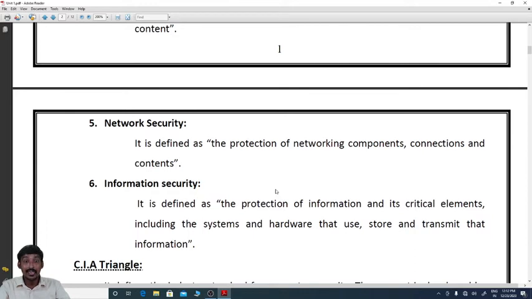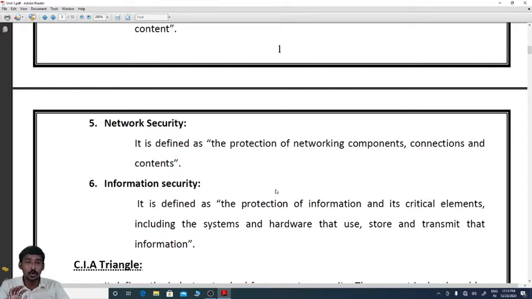So here, information security mainly focuses on the elements of that information, the way you are going to use it, the way you are going to store it, and the way we are going to transmit it. It mainly focuses on all these areas. In this subject, we mainly focus on how we are going to secure information in an organization.